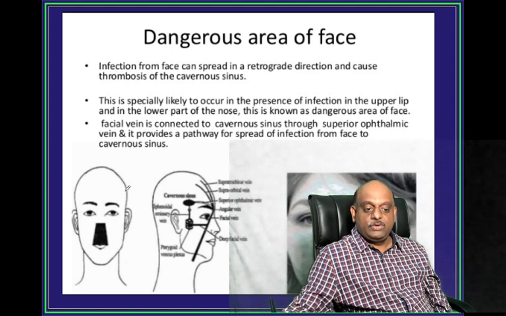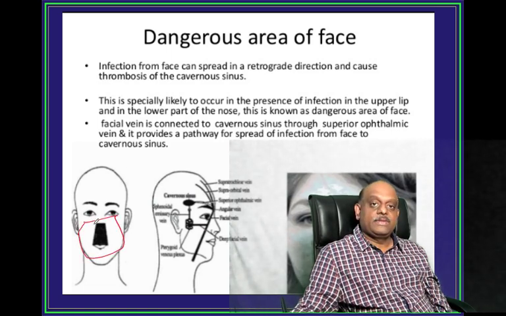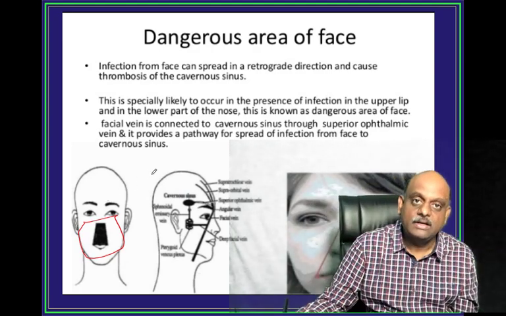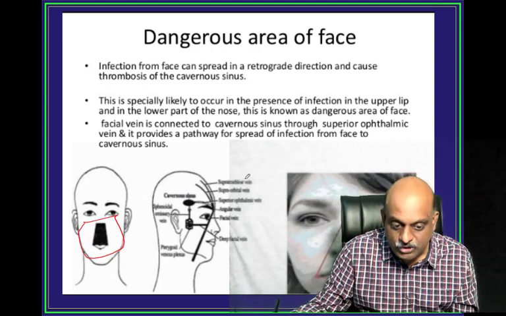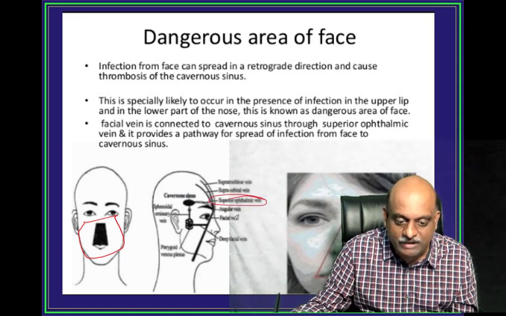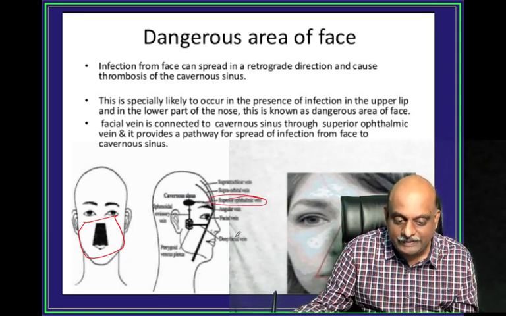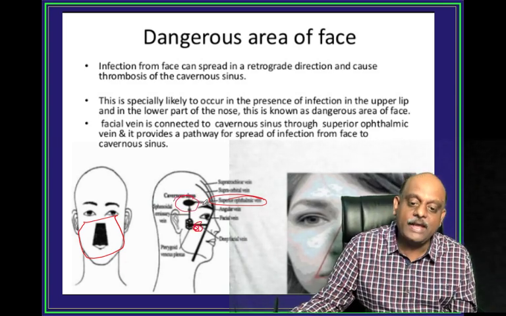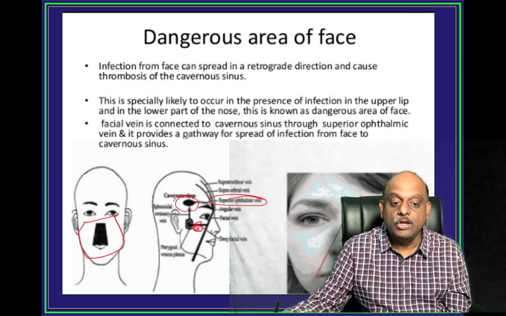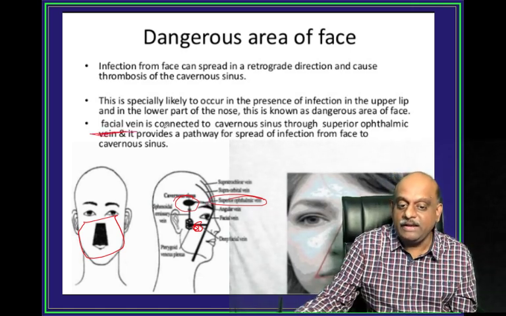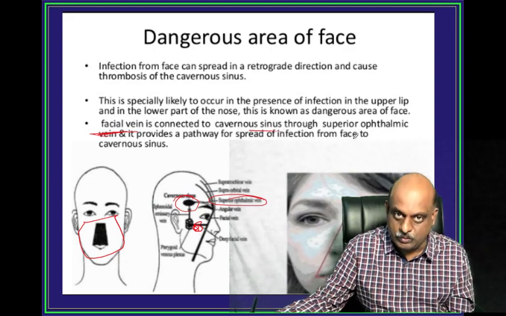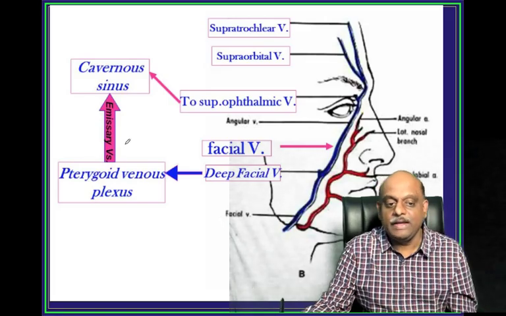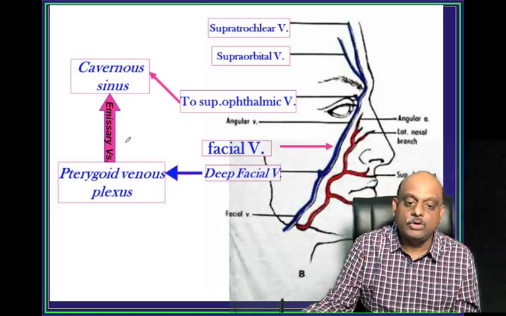So you should be very sure this area overlying the philtrum is called the dangerous area. So you have a superior ophthalmic vein and a deep facial vein, and here you have the cavernous sinus. So the facial vein is connected to the cavernous sinus through the superior ophthalmic vein and provides the source of infection.